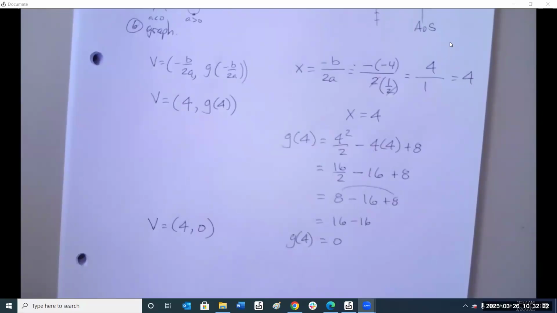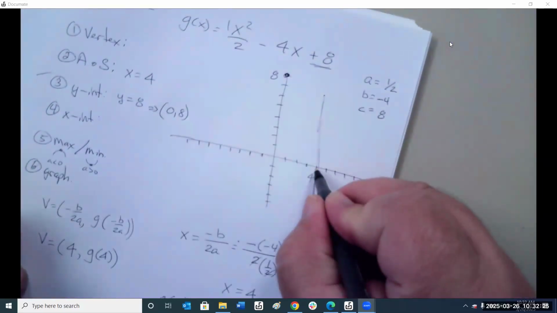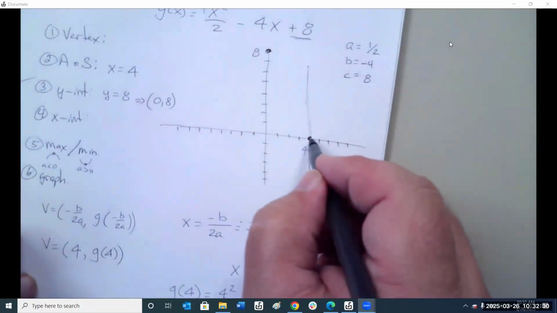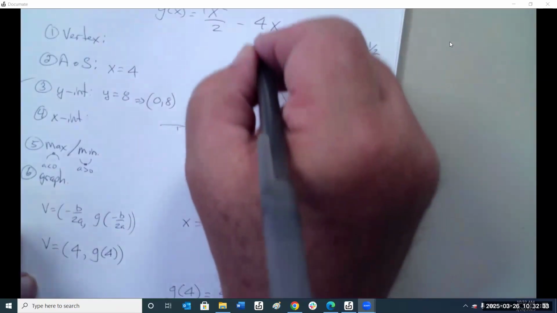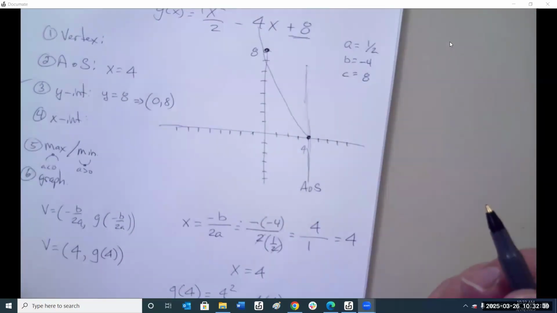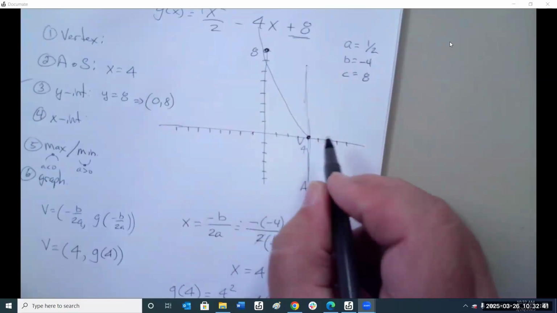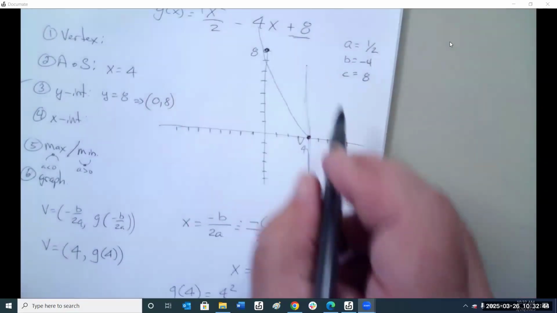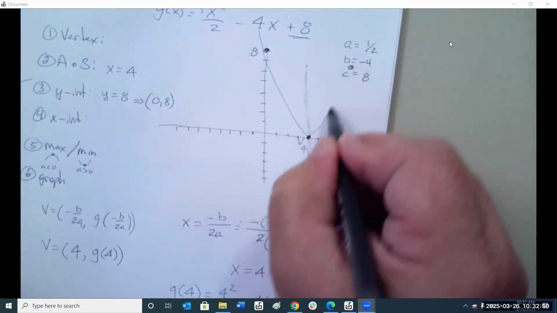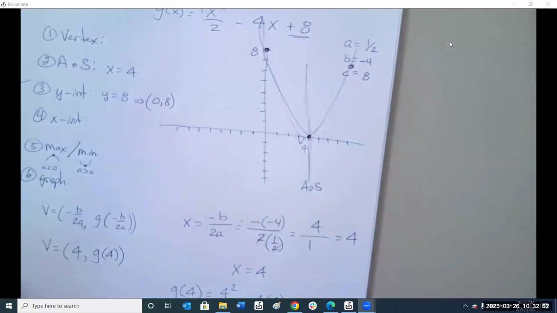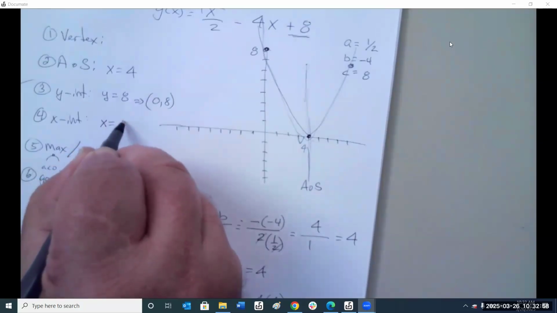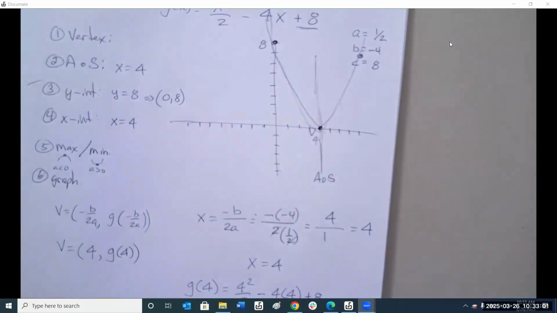Everybody okay with that? So we know we have a vertex at 4, 0. We have a y-intercept at 8. Do we have another point? This is a vertex. So we went 4 left, up 8. So we go 4 to the right, and 8 up. We have another point there. And the only x-intercept we have is x equals 4, since that's a vertex.